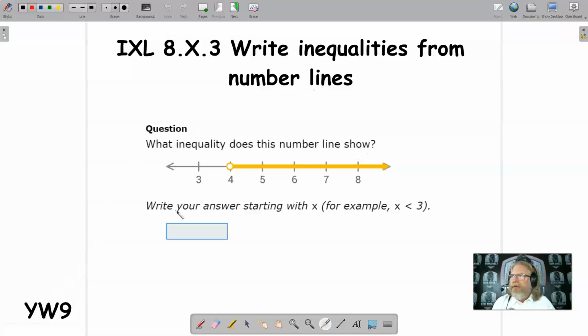And the directions are to write your answer starting with X, so they have to start with an X. So for example, it has to look like this. This is what your answer should look like, right? And we are always going to use the variable X.